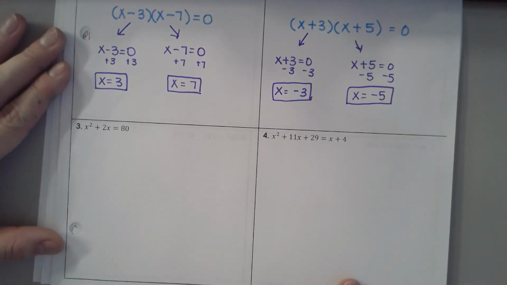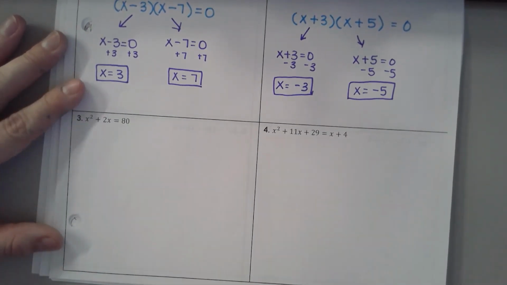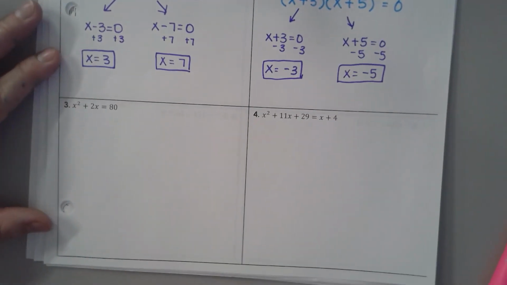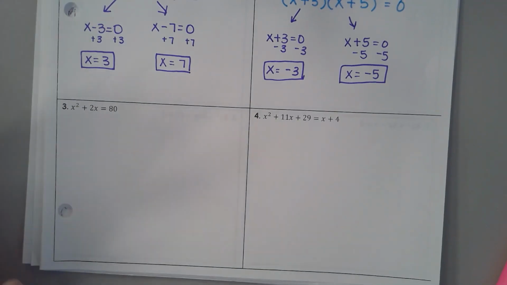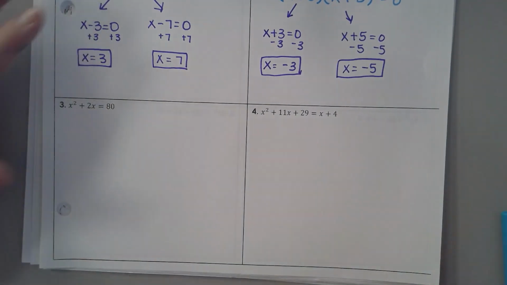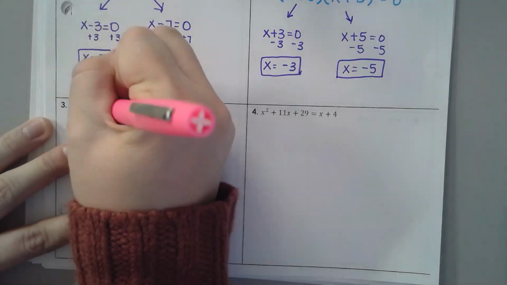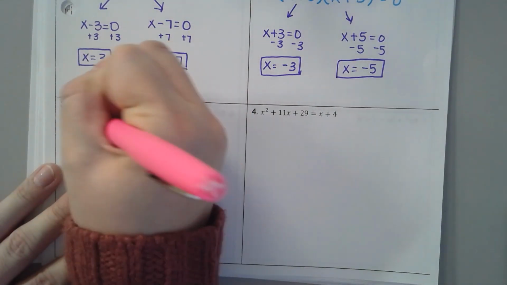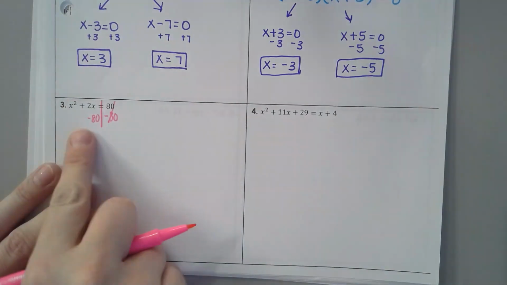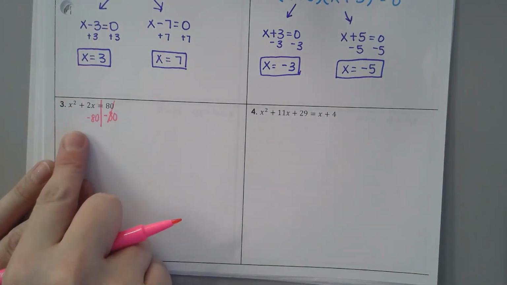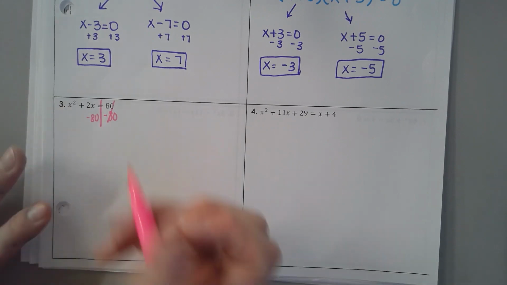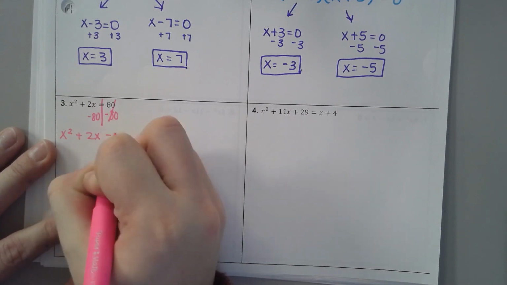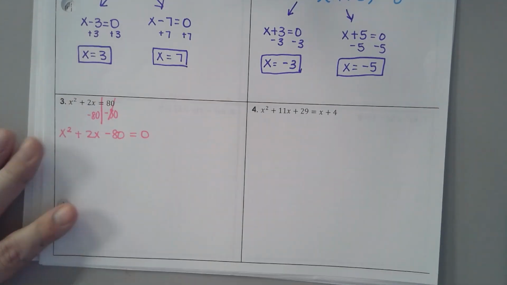Number 3, what's the problem with this one? It's not equal to 0. It has to be equal to 0 before we can solve. So what would I do to get it equal to 0? Subtract 80 from both sides. Do I have any whole numbers on the left side? No. So it's just going to be separate. X squared plus 2x minus 80 equals 0.